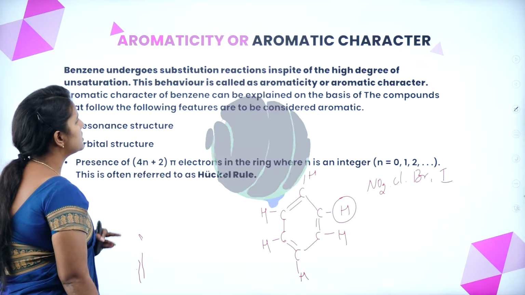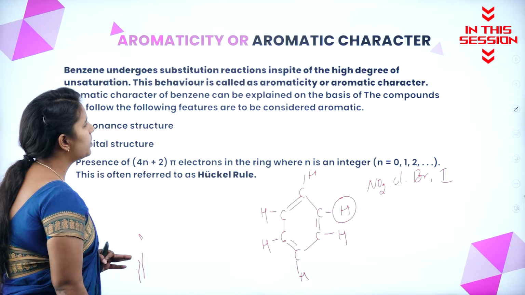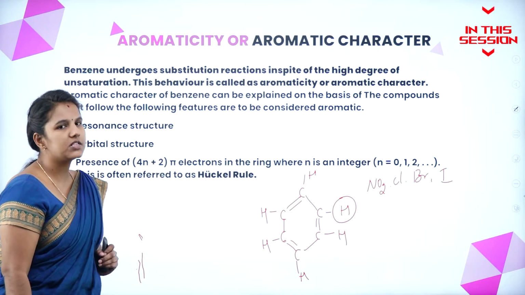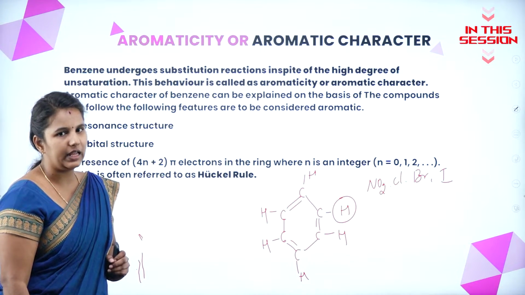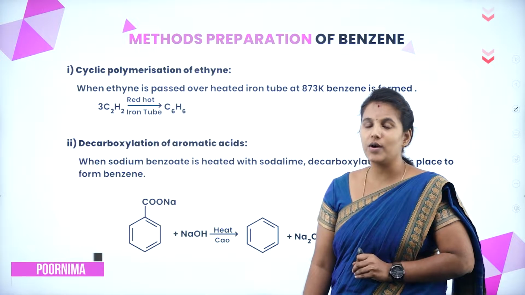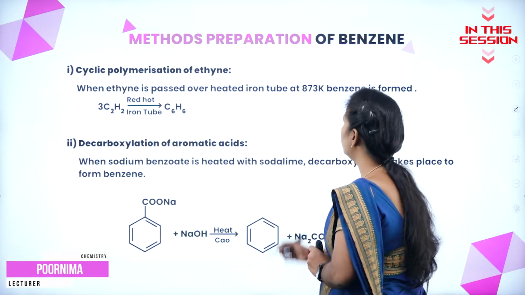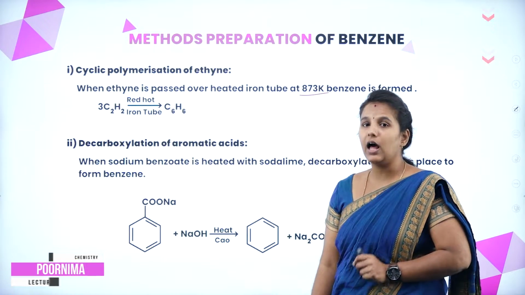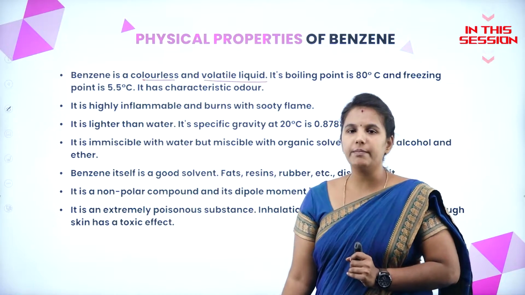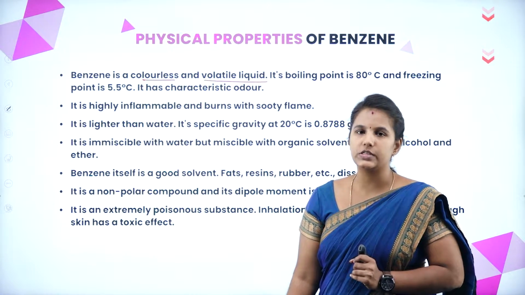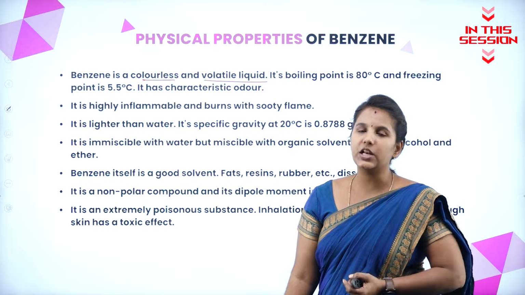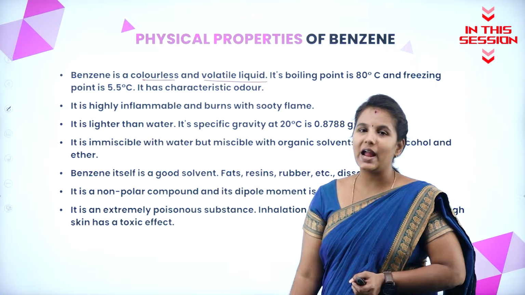The benzene undergoes substitution reaction in spite of high degree of unsaturation. This behavior is known as aromaticity. If you pass it over a red hot iron tube at 873 Kelvin, you will get the benzene. So what is meant by volatile? It means that when a liquid can easily get evaporated, such liquids are known as volatile liquids.